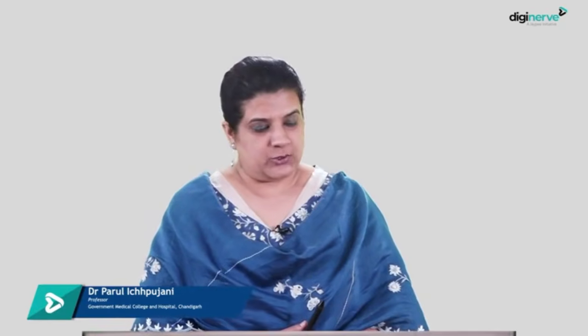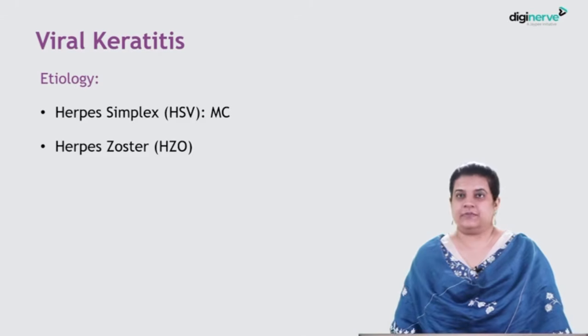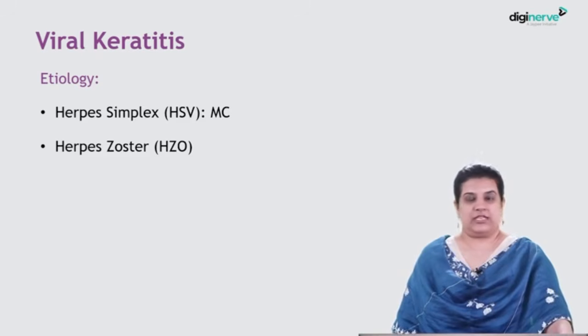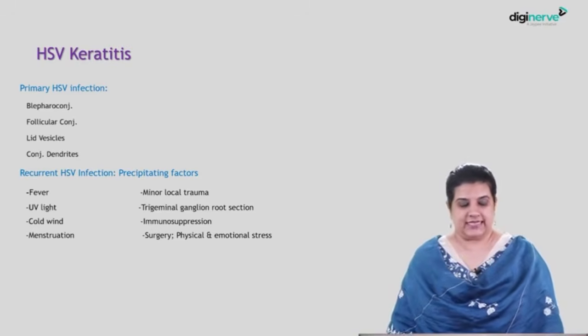This is part 2 of the lecture on corneal ulcers. In this, our learning objective is to enumerate, describe and discuss types of viral keratitis. Herpes simplex and herpes zoster are the most common types of etiological agents which cause viral keratitis.